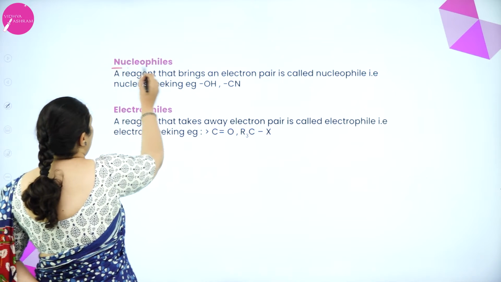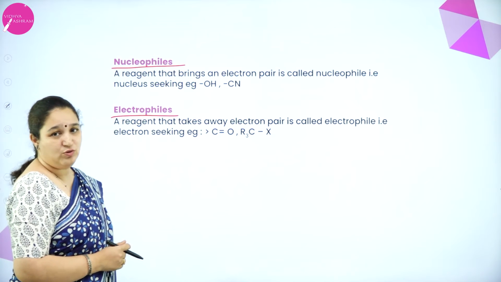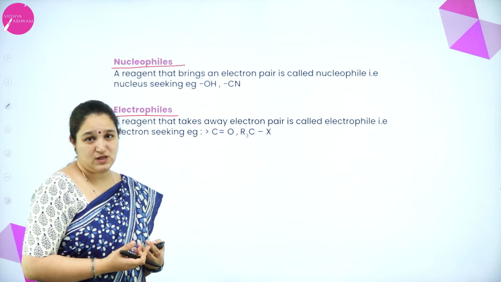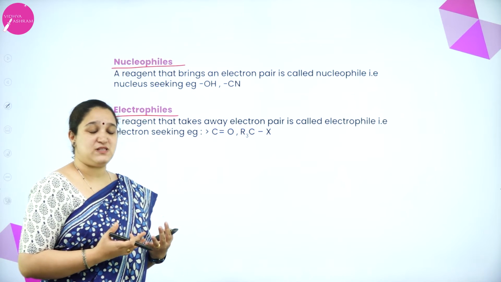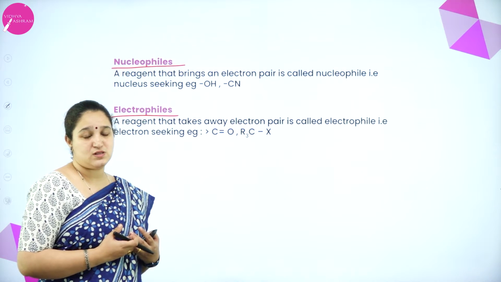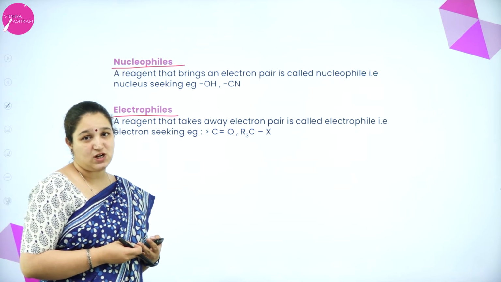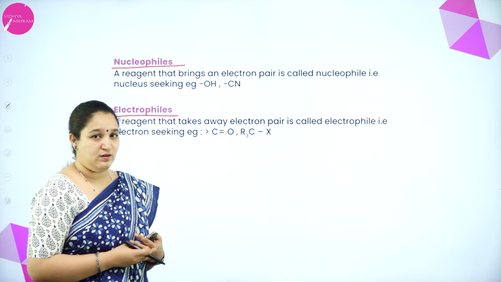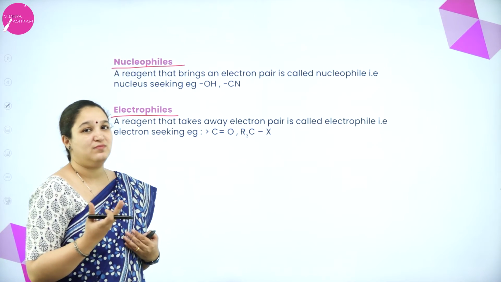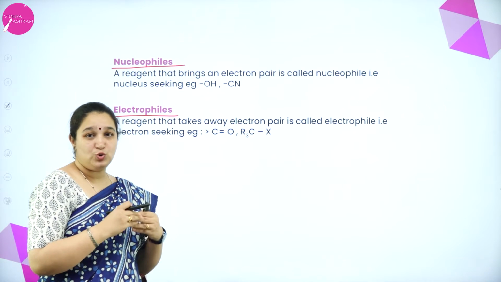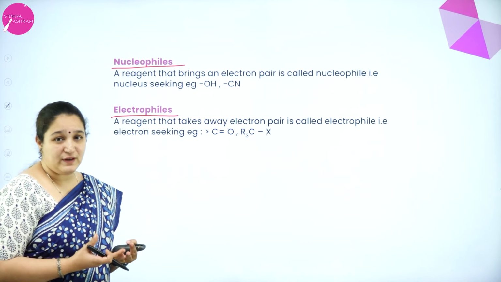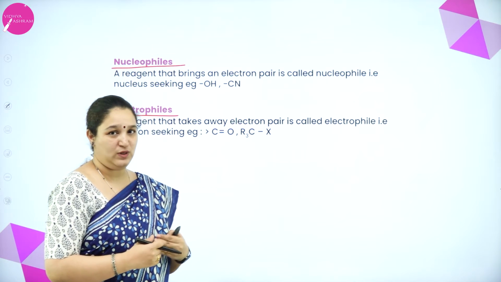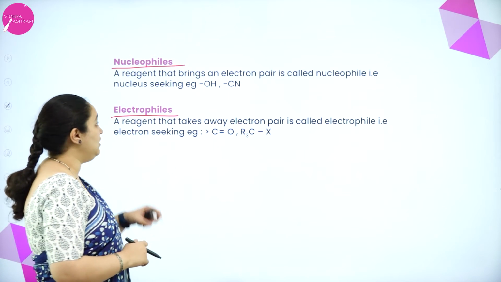Next is, what is the meaning of nucleophile and electrophile? Nucleophile, a species which loves to go towards the nucleus. Now, what is the charged particle which is present in the nucleus? A proton, and it is positively charged. So, if something likes to go towards a positively charged center, then itself will have which charge? A negative charge. Correct? So, a nucleophile is nucleus loving. Phile means loving. It loves to go towards the nucleus. That means it itself has got a negative charge.